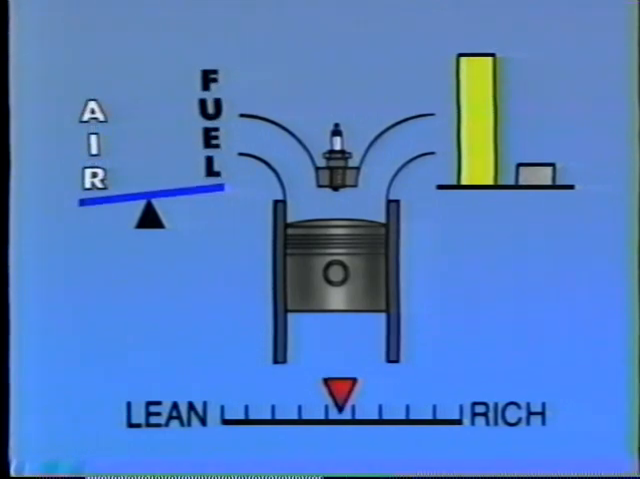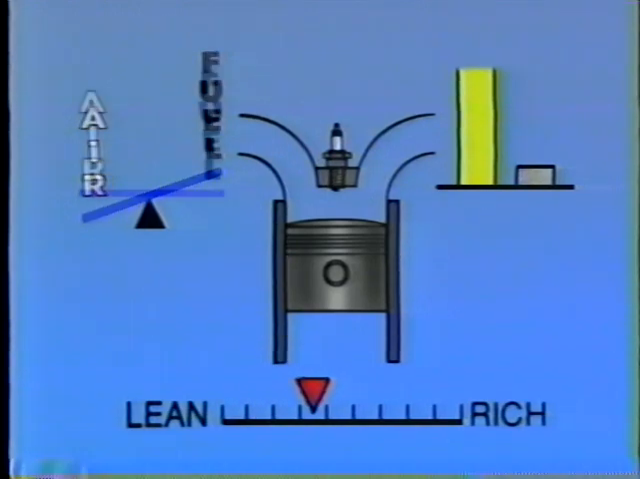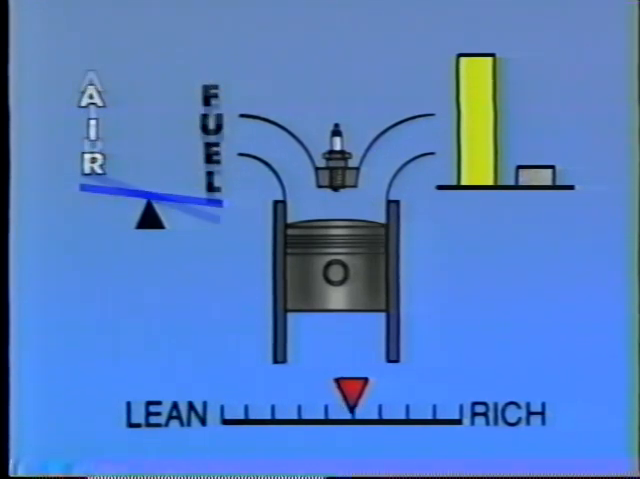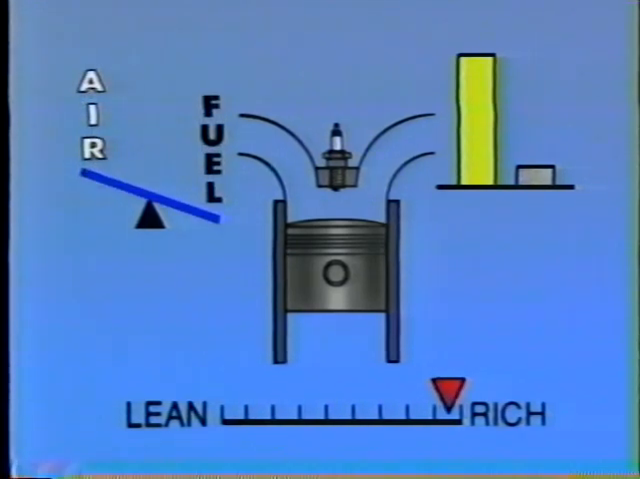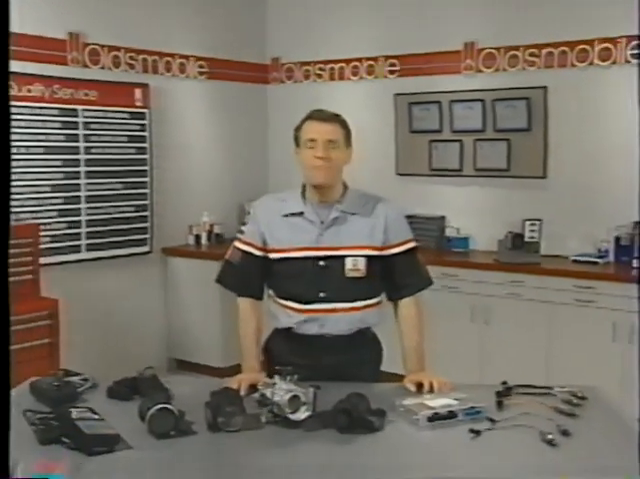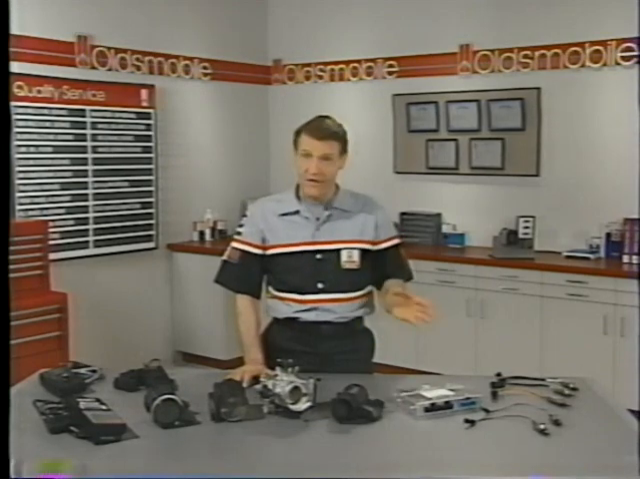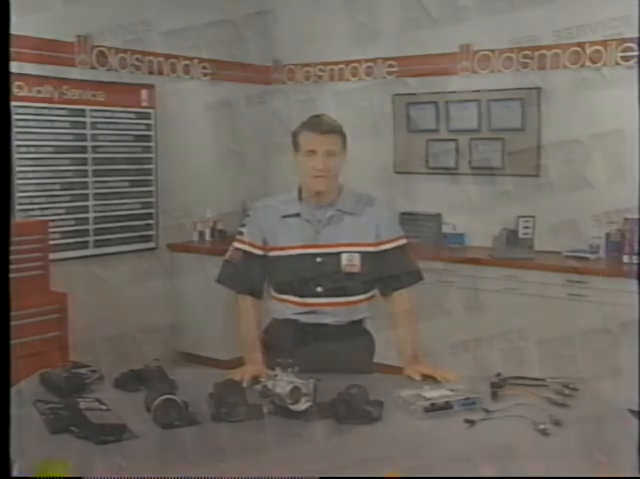If the mixture contains too much air, the mixture is lean. There is more oxygen in the cylinders than is needed to burn the available fuel, so engine performance suffers. If the mixture contains too little air, the mixture is rich. There is not enough oxygen in the cylinders to burn all of the available fuel, so exhaust emissions are high. The challenge is to keep the air-fuel mixture in the correct ratio constantly and under most driving conditions.